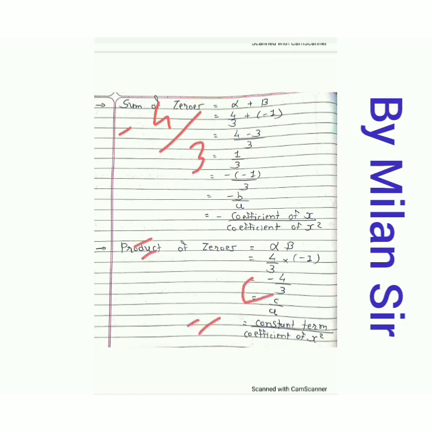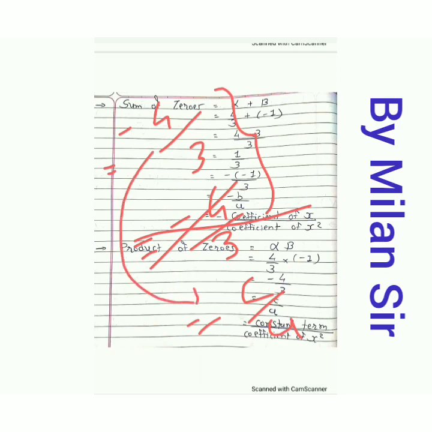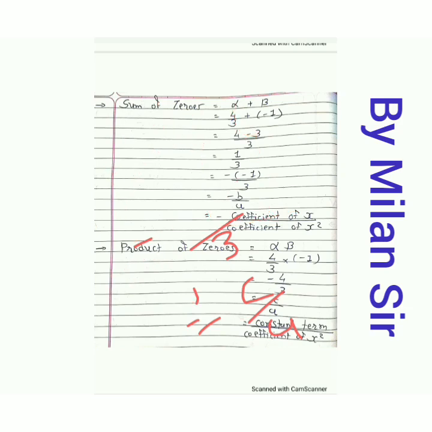Then skip the next step. Directly write down c by a. Value of c is equal to minus 3 and value of a is 3. Both these steps are the same, so cut down this step. Then no need to write this step. We can directly get c by a from minus 4 by 3. Then write down c is our constant term and a is our coefficient of x square. Now the first question is done.